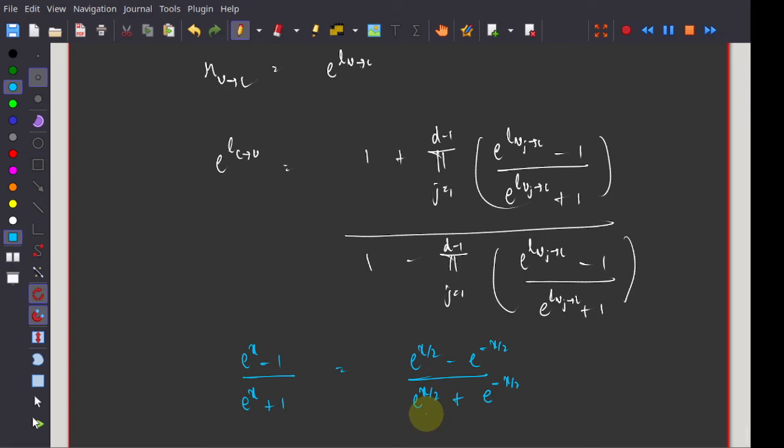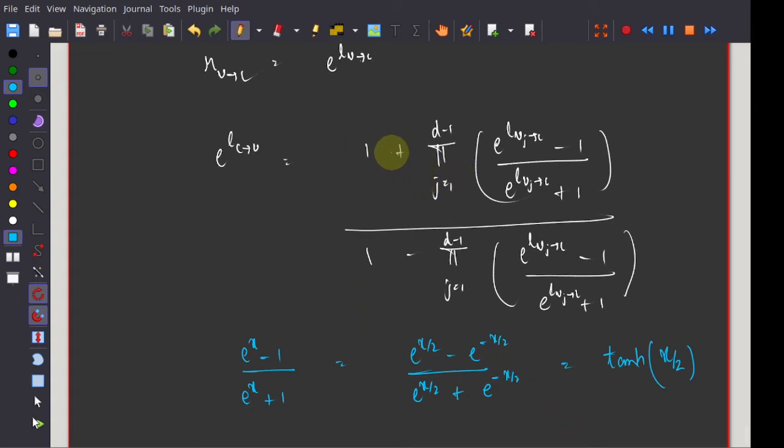It looks like a sinusoid. If it were e raised to ix by 2 minus e raised to minus ix by 2, where i is the square root of minus 1, divided by e raised to ix by 2 plus e raised to minus ix by 2, then that would be tan x by 2. But what is this equal to? This is tanh, tanh of x by 2. This is 1 plus the product of tanh by 2, by 1 minus the product of tanh.